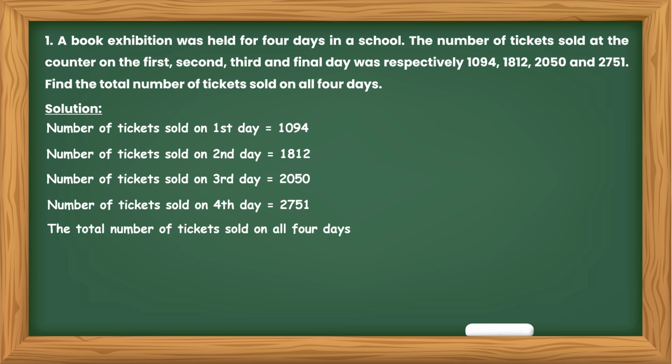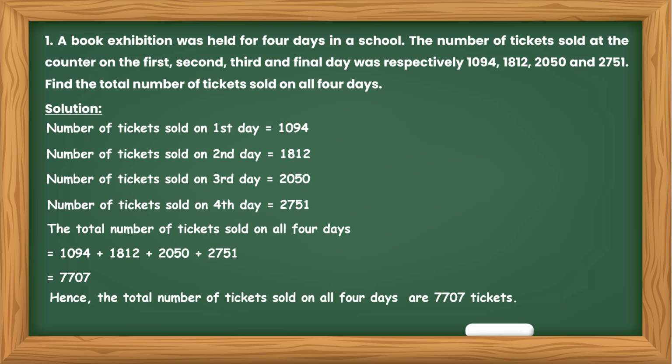So the total number of tickets sold on all 4 days is equal to the addition of all the 4 total number of tickets. So when you add, you get 7,707. Hence, the total number of tickets sold on all 4 days is 7,707 tickets.